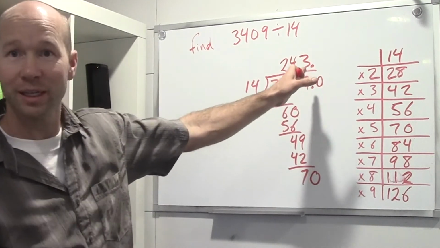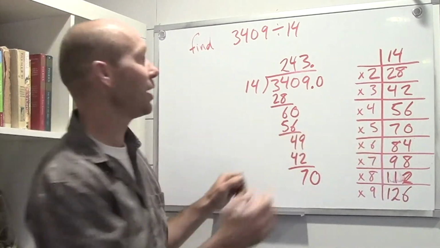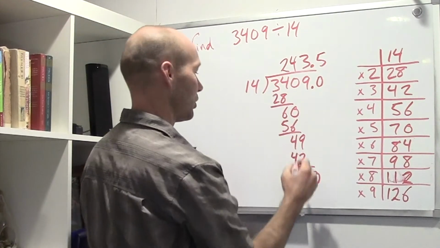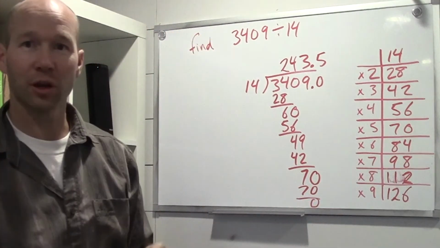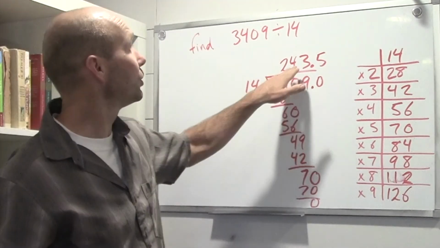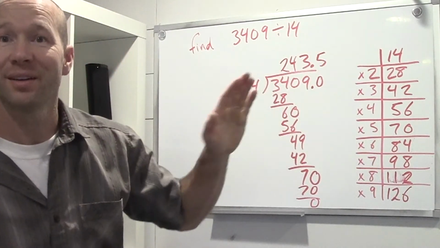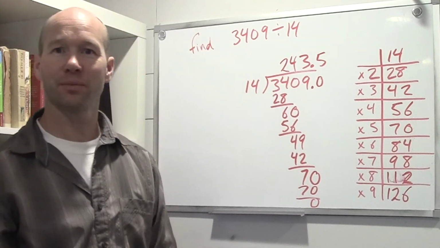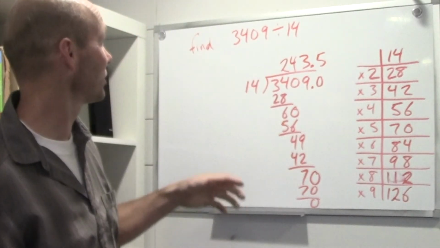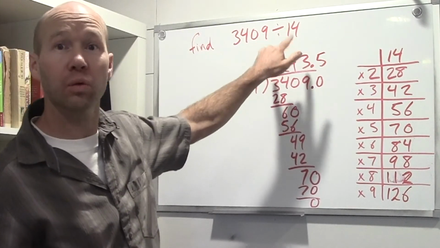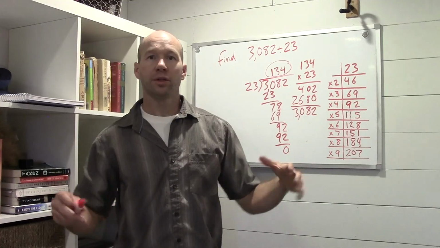I've got my decimal in the same spot, lined up there, and 14 goes into 70 5 times. And 14 times 5 is 70, so I've got 0 left over. So 243 and 7/14, or 243.5. Those are both the same answer. 7/14 is a half, so it would be the same answer, right? So we have our quotient, 243.5 as the answer.